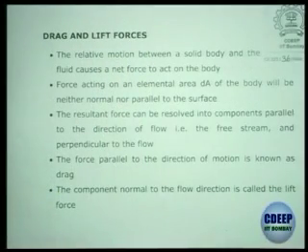Good morning. Let's get started with a new module. This is module 7 in our original scheme. And these modules, 7 followed by 8, will be relatively short. Now, the new topic that we are going to start today is the drag and lift forces acting on bodies.